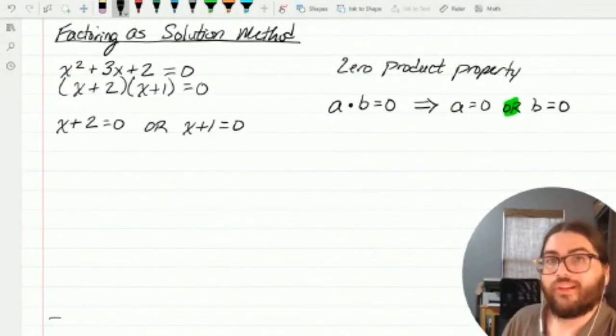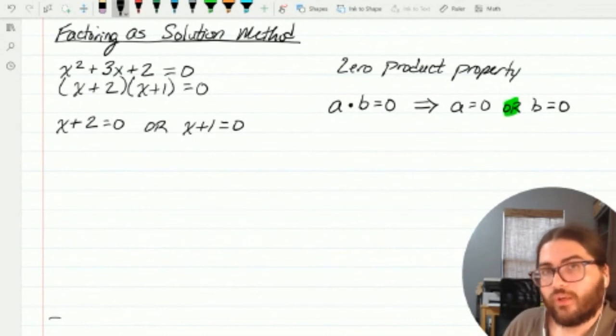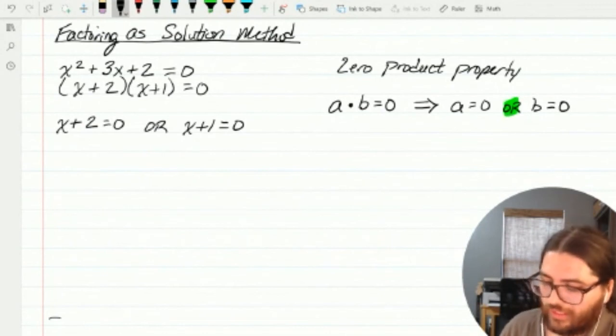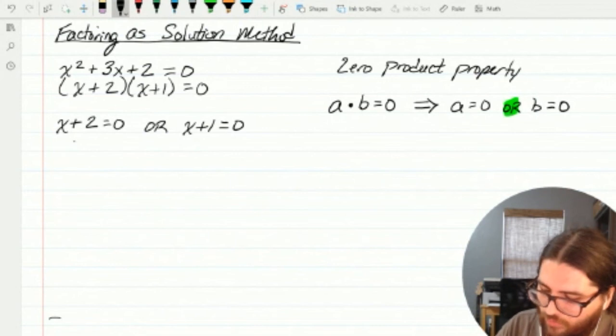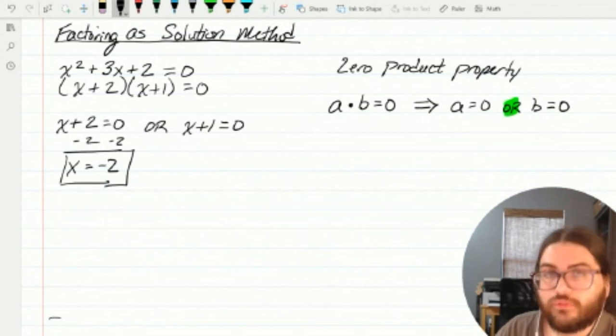And hey, look what comes out of there. Two very small linear equations come about. I know how to solve each one of those. I do minus 2 tells me x equals -2. That's a solution.